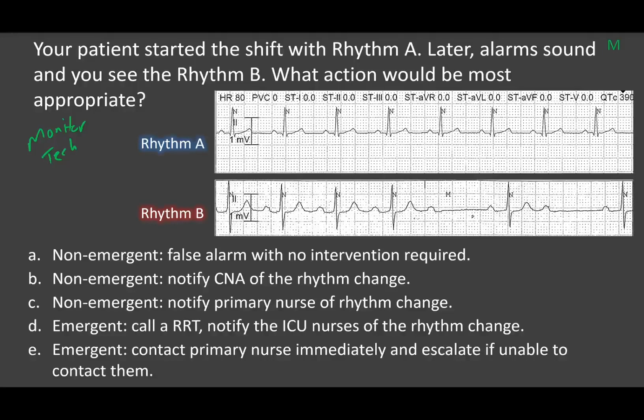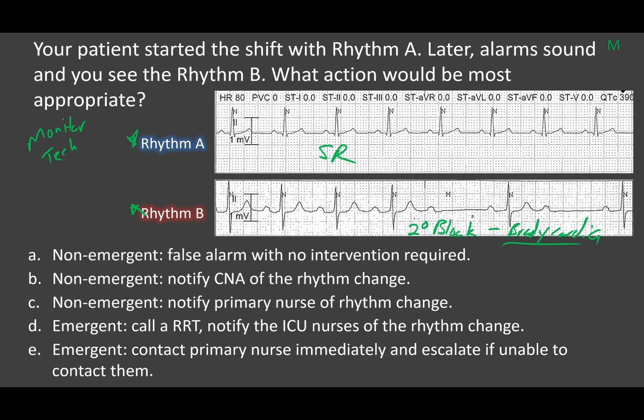Your patient started the shift in rhythm A. Later, the alarm sounds and you see rhythm B. What action would be most appropriate? Just looking at these, they're starting off in what appears to be a nice clean sinus rhythm, but then here it looks like we have a second degree block, and that's going to cause bradycardia. So you have a patient with a new onset bradycardic rhythm.